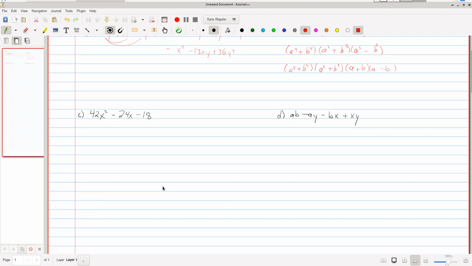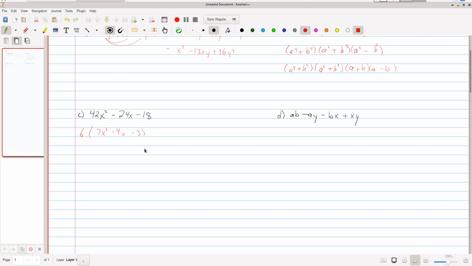C, 42x squared minus 24x minus 18. We'd always look for a common factor first, and I see that 6 goes into all three of these numbers. So this becomes 6 on the outside. If we factor 6 out of here, we're left with 7x squared minus 4x minus 3.